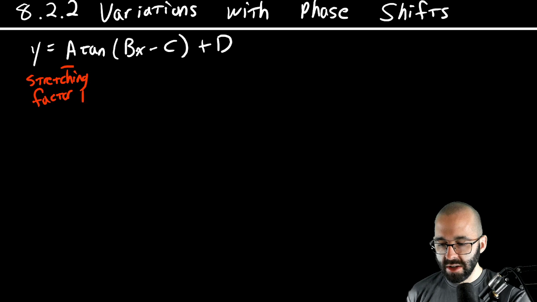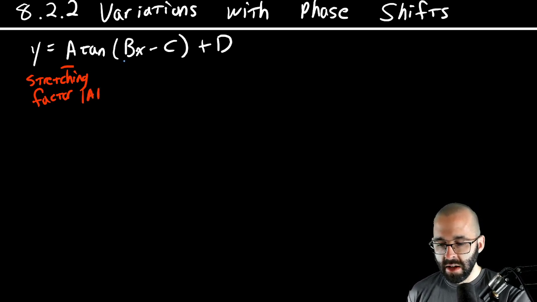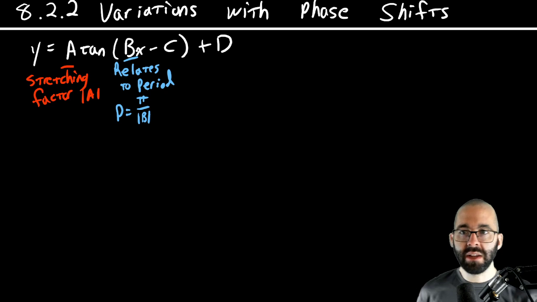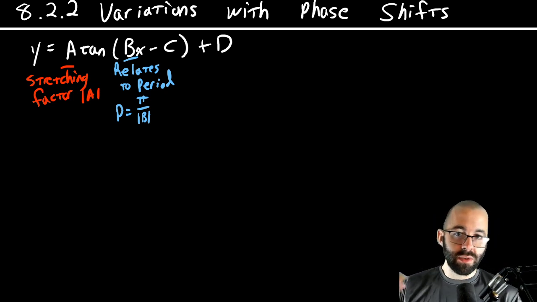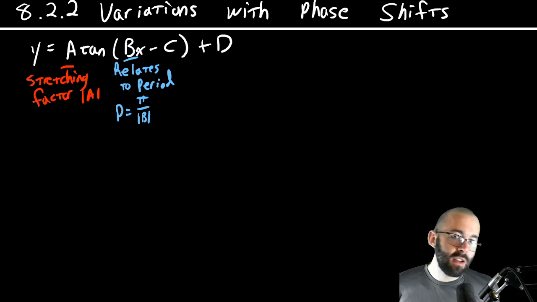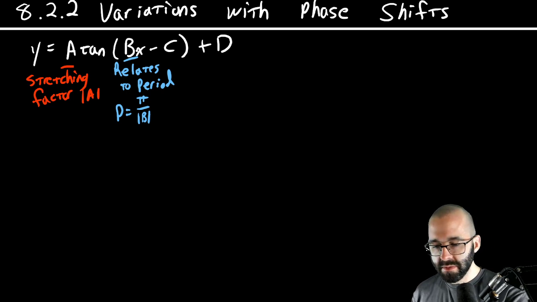Technically, the stretching factor is the absolute value of A because it could be negative. And again, B relates to the period, just like we did in the last video. The period is pi divided by the absolute value of B because tangent normally has a period of pi. So that's why there's a pi on the top. Whereas sine and cosine normally have a period of 2 pi. So that's where there's a 2 pi on top in that one.